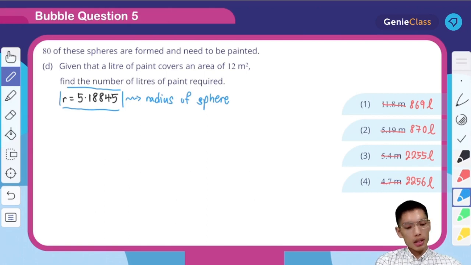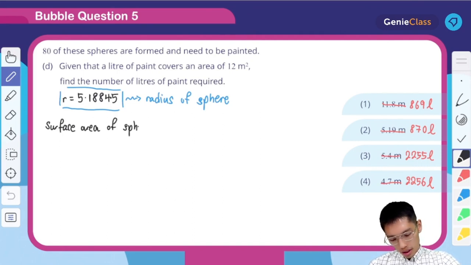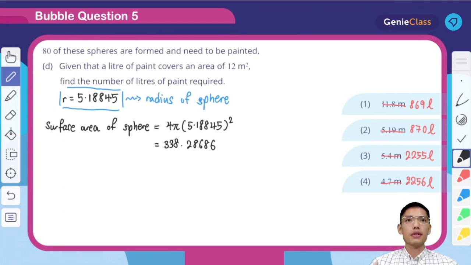Let me take a look, and yes, most of you did it well. Okay, so for those who did not, let's just take a look. What we are doing over here, take note, you have to know your formula of a sphere well first. Since we are finding the area, it's going to be the surface area of the sphere. Surface area of my sphere, recall, is 4 pi r squared, so 4 pi times 5.18845 squared, which is going to be 338.28686. That's the surface area of the sphere.